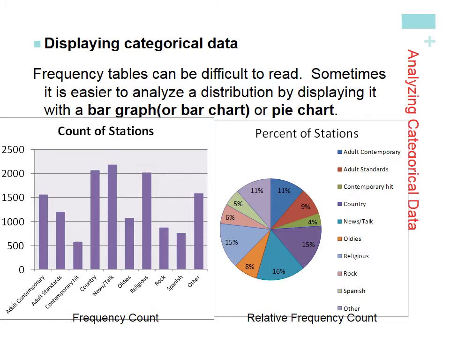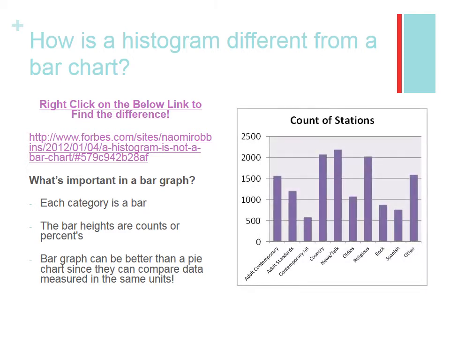Now keep in mind, I'm sure you've heard the word histogram before, and I was calling the frequency count a bar chart, not a histogram. A histogram and a bar chart are two very different things. So on this link below, please take a minute and either click on it, or if it doesn't click, right-click on it to read the Forbes article on how histograms are different from bar charts. Okay, so you'll need to keep that in mind whenever you're analyzing categorical data and creating a bar chart. How is it different from a histogram?